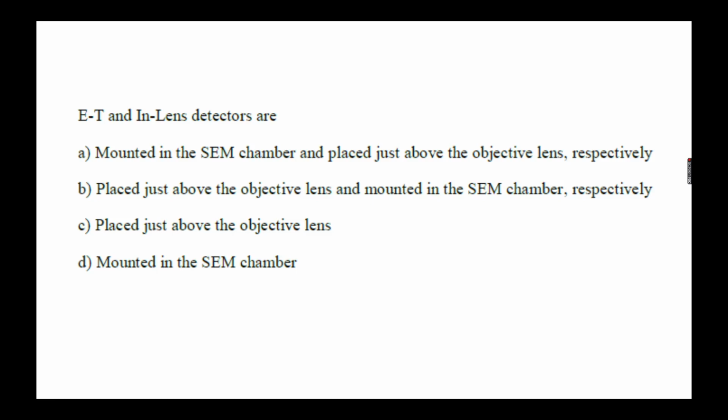So, ET and in-lens detectors are what? It is mainly asking about your instrumentation, where they are placed. Right now you have seen where the ET detector is and where the in-lens detector is. I will also show you one slide where it will be very clear. So the options: ET mounted in the SEM chamber and in-lens detector placed just above the objective lens, or vice versa, or both placed just above the objective lens, or both mounted in the SEM chamber.